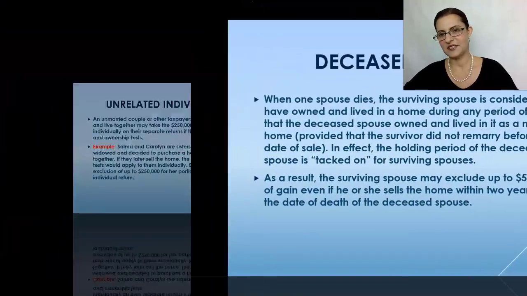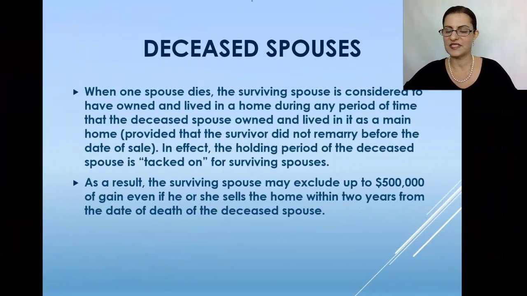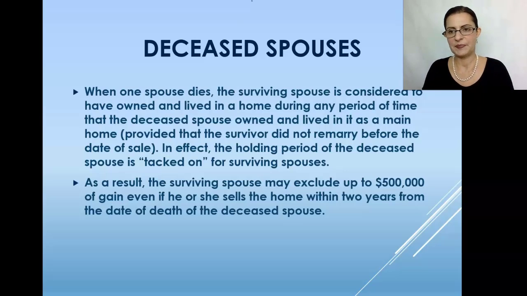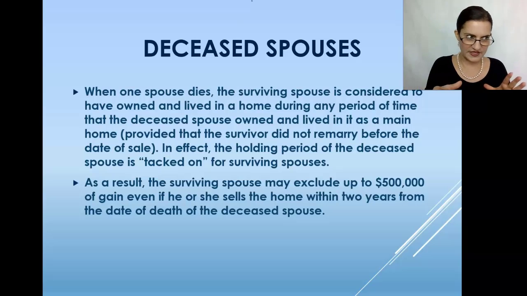Deceased spouses. Let's talk about the special rules for deceased spouses. So when one spouse dies, the survivor is considered to have owned and lived in the home during any period of time that the deceased spouse owned and lived in it as a main home. This is provided that the survivor did not remarry before the date of the sale. That's important. So if the survivor remarries before they sell the home, then all bets are off.